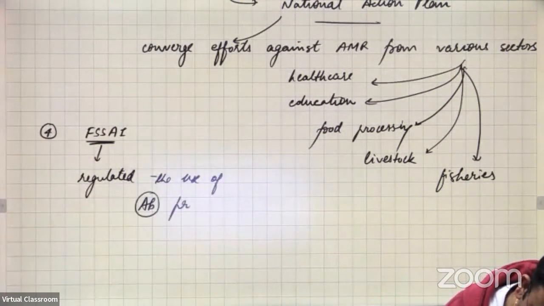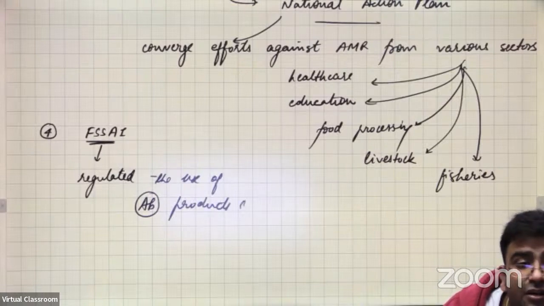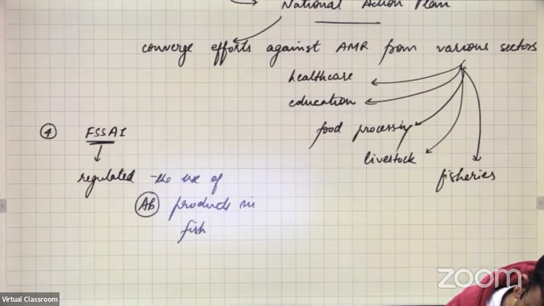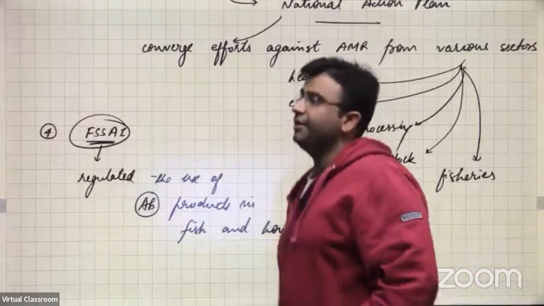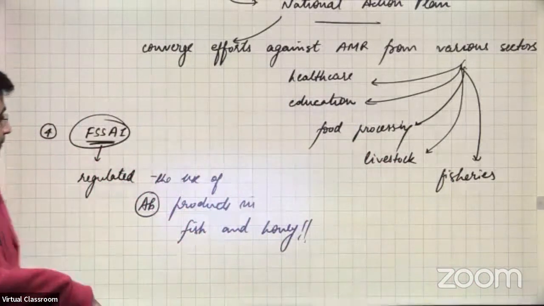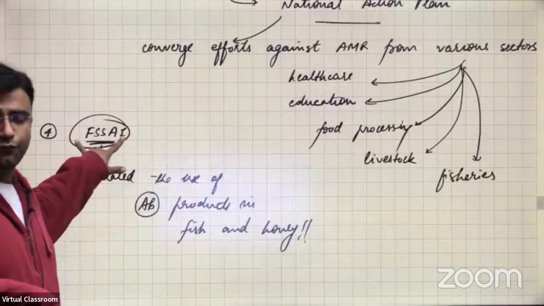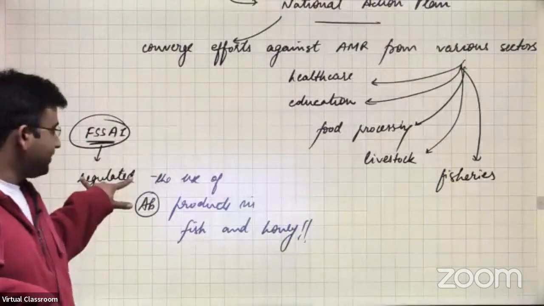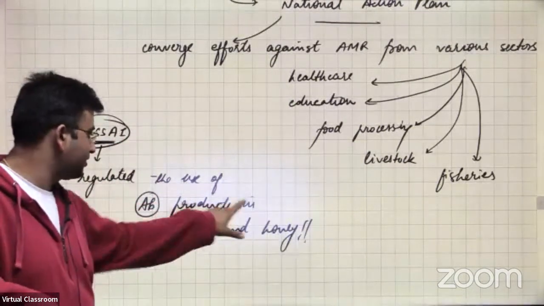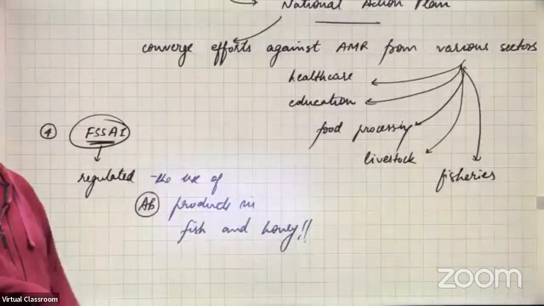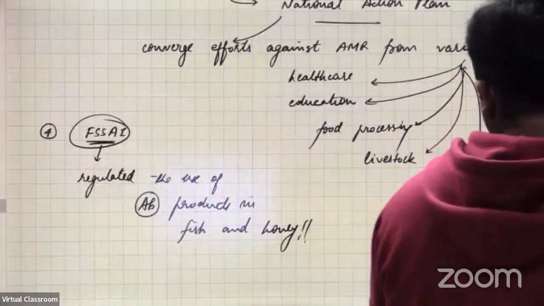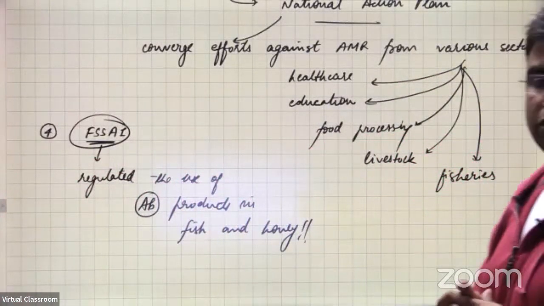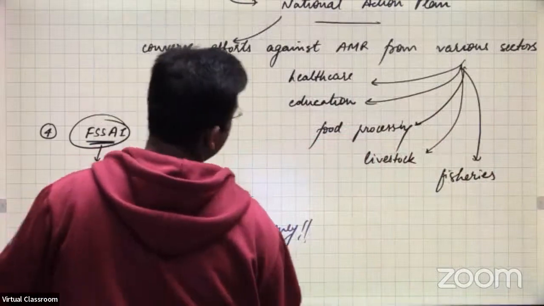antibiotic products in fish and honey. All right. FSSAI, Food Safety and Standards Authority of India, which deals with food safety and standards, has regulated the use of antibiotic products in the fish and honey sector so that it may not be misused or abused in that sector and antimicrobial resistance may not develop. Is this point clear, everyone?